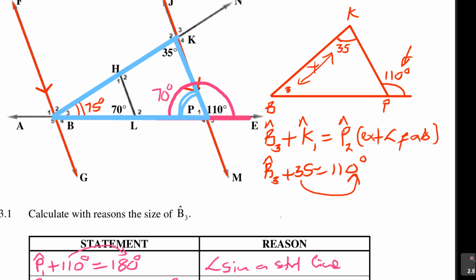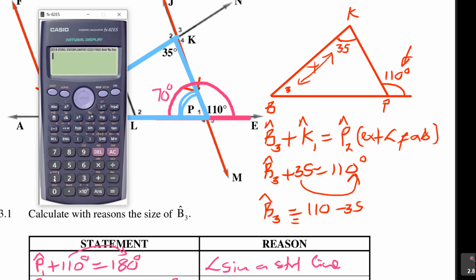Then you take 35 to the other side. And then you've got your B3 here is equal to 110 minus 35. And then when you do that, what is 110 minus 35? Let's just check that. 110 minus 35. Then you get 75.